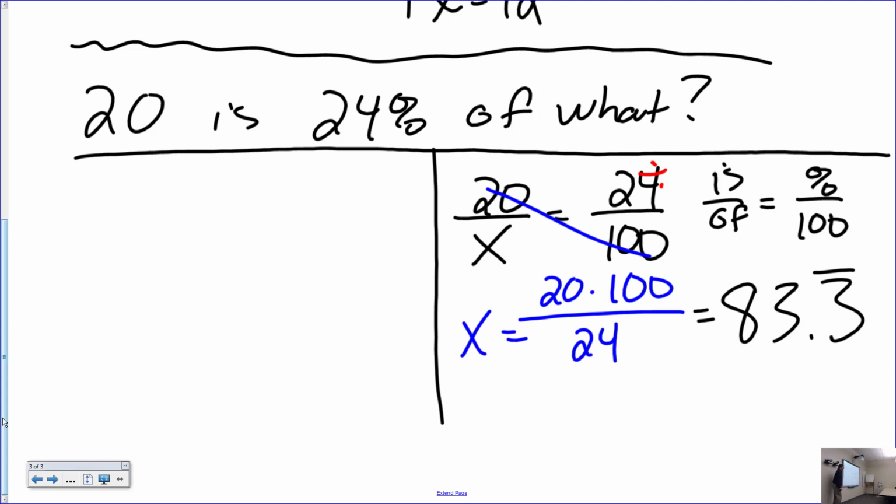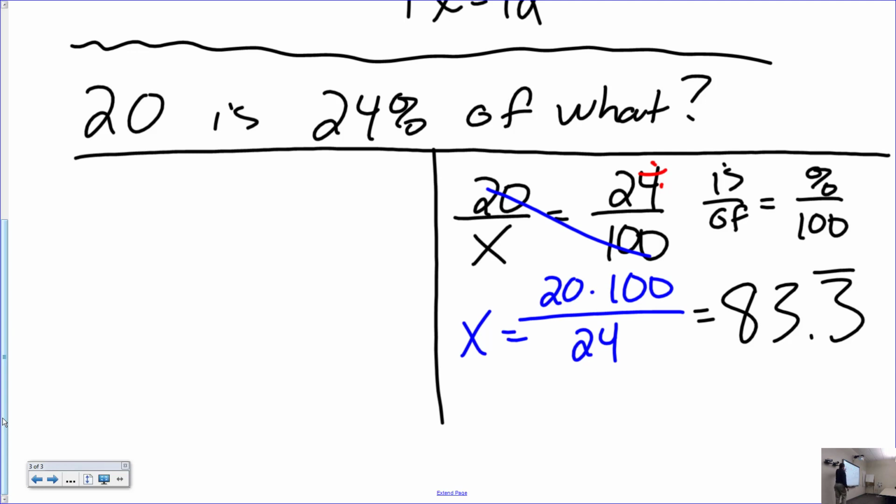So the answer, do we write that in percent form? Is that a percentage? No. So do not write it as a percentage, right? Only write it as a percent if the question is asking for what the percentage is. I didn't give you the percent. This has to be a straight number.